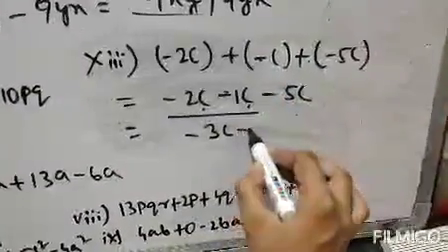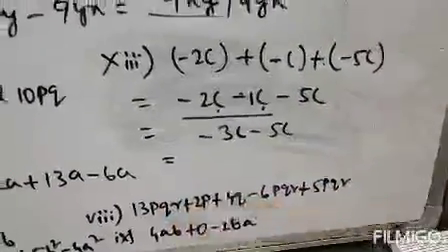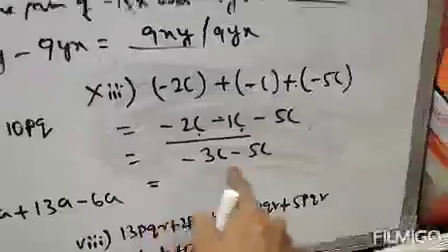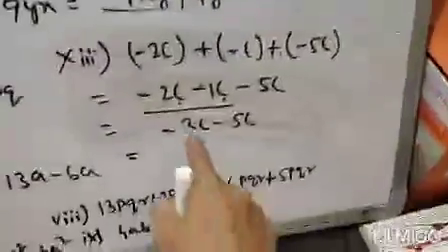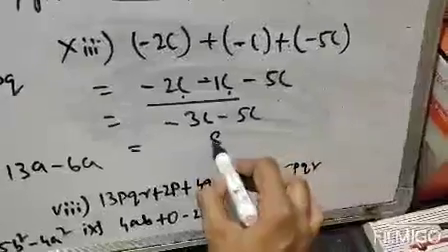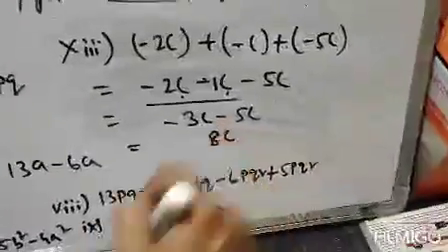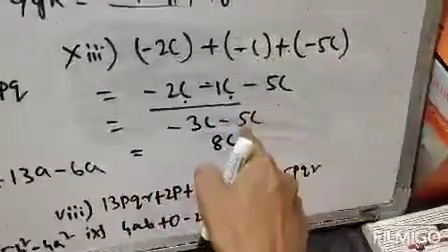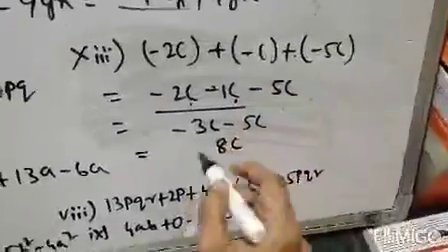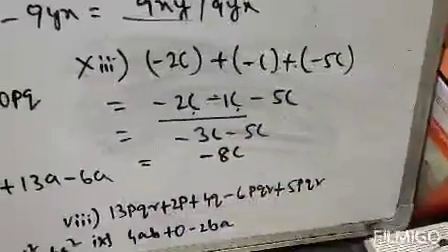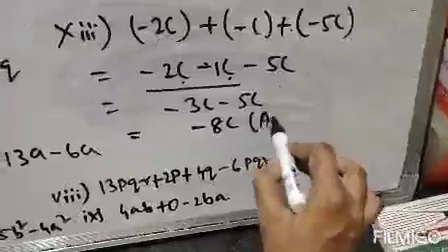And the third term is minus 5c. Now here also both of them are minus, so we add 3 and 5. That means it is 8c. Check the sign before the bigger number: between 5 and 3 it is 5, and the sign before 5 is minus. So we put minus here. So minus 8c is the answer.